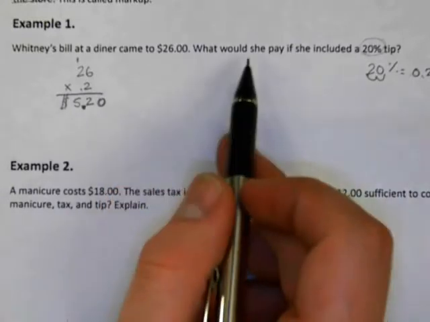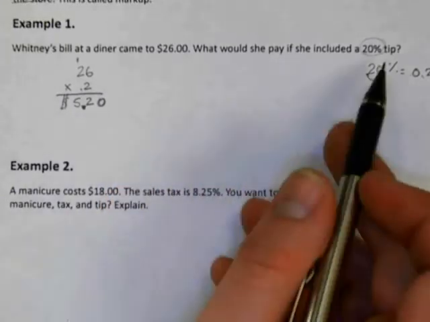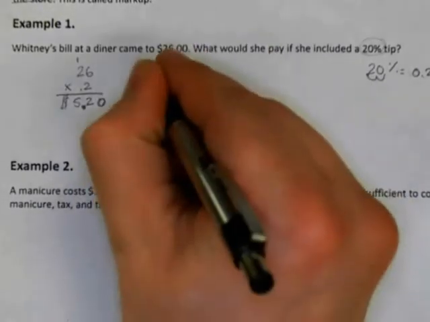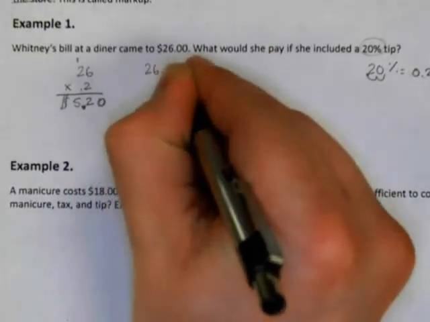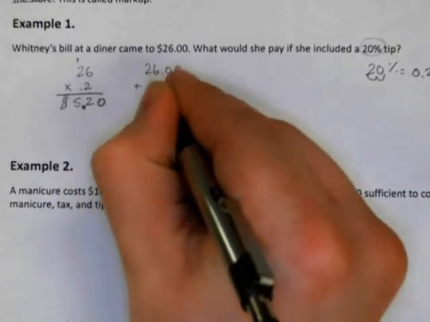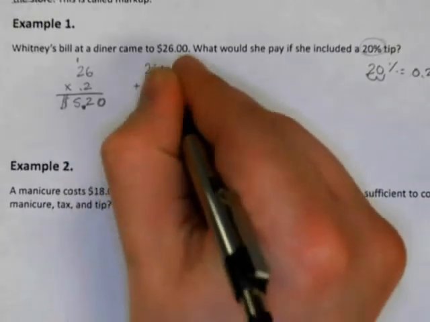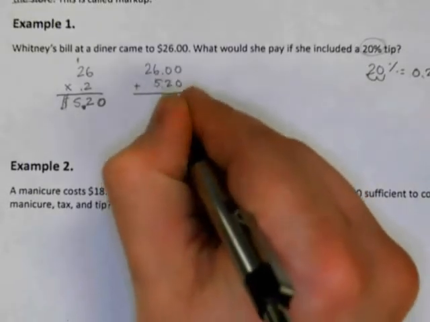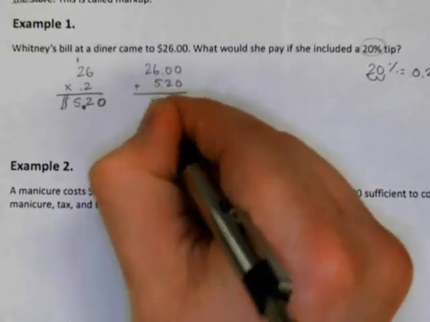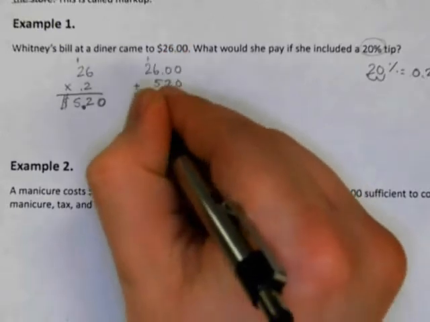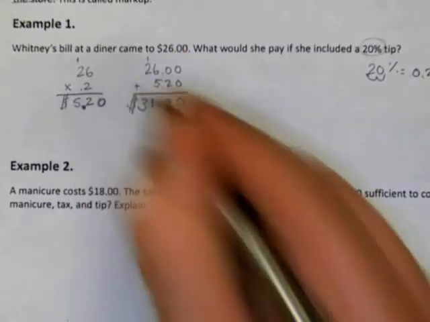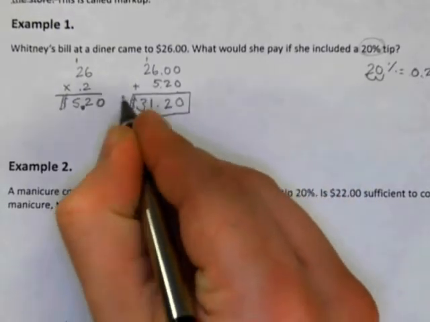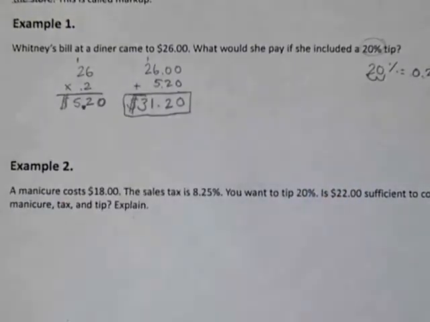But the question is, what would she pay if she included a 20% tip, which means that we have to add $5.20 to $26. So I'm going to take $26 and add $5.20. Remember to keep your decimal points aligned. 0 plus 0 is 0. 0 plus 2 is 2. 6 plus 5 is 11. Add the 1. 2 plus 1 is 3. And so we end up getting $31.20. And that's how much she's going to pay for her meal at the diner.